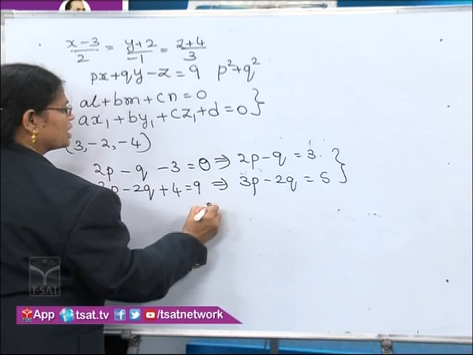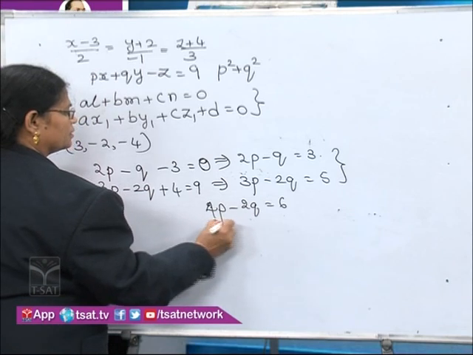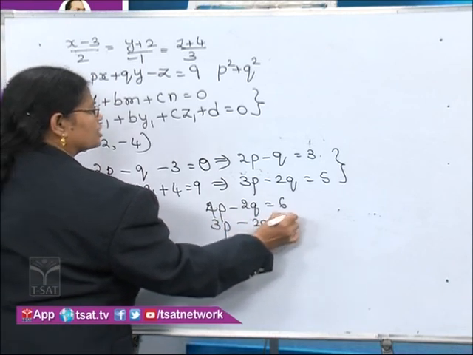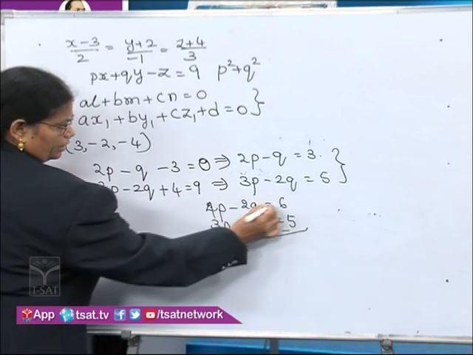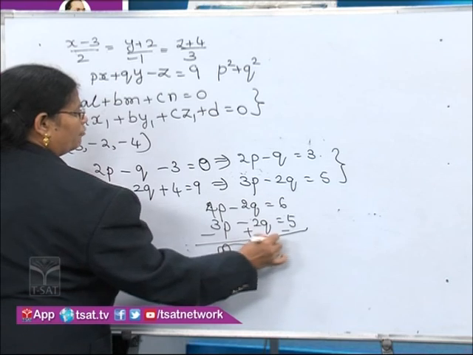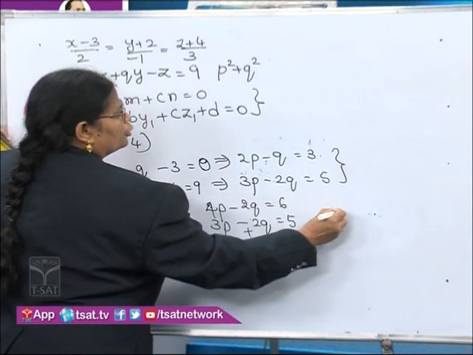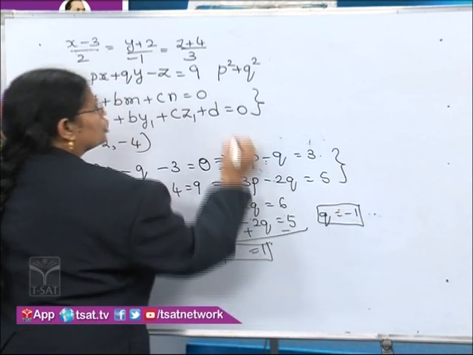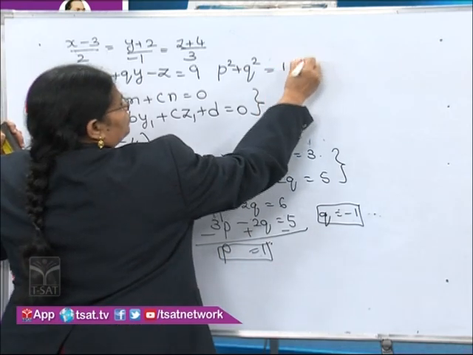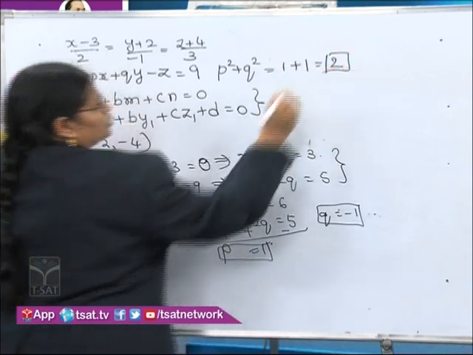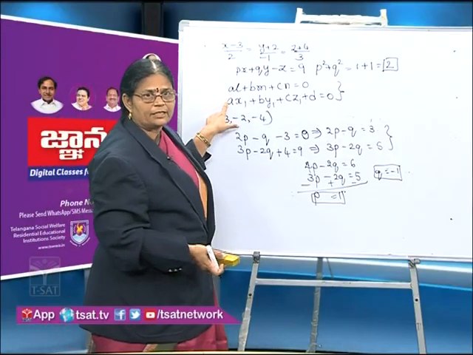If I multiply the first equation with 2, 4p minus 2q is 6. Then now subtract this equation. So you have p equal to 1. If p is 1, substituting in this, 2 minus q is 3 or q is minus 1. So what will the value of p square plus q square be? 1 square plus 1 square, which is 2. So the only thing here, you should remember this condition when a line lies in the plane.